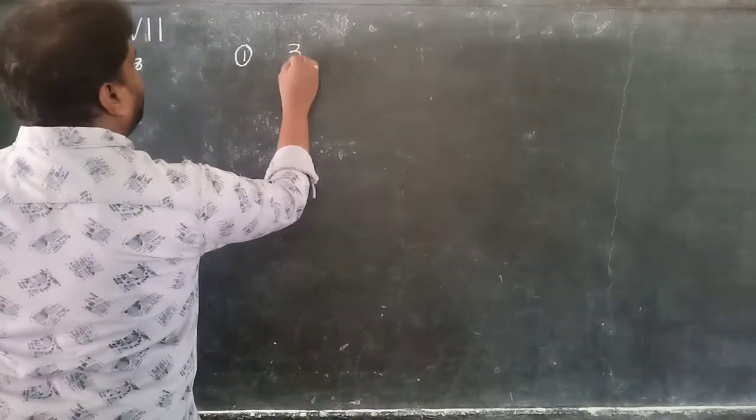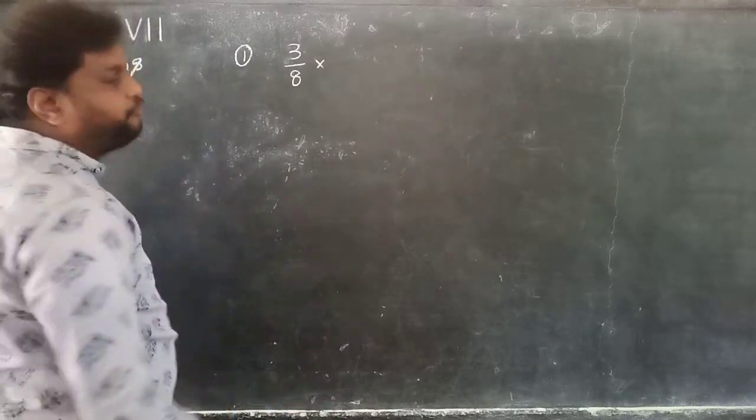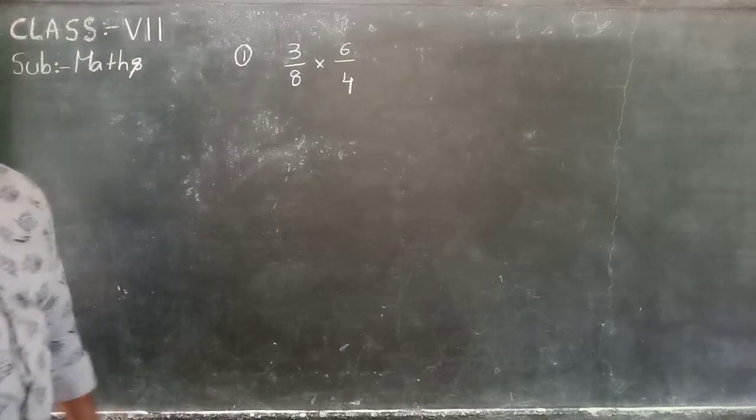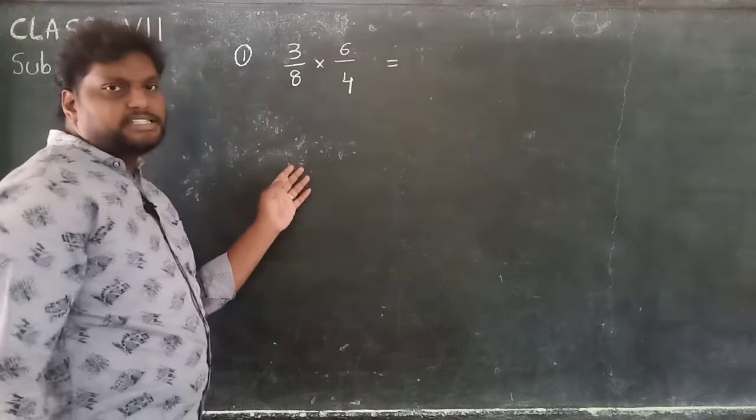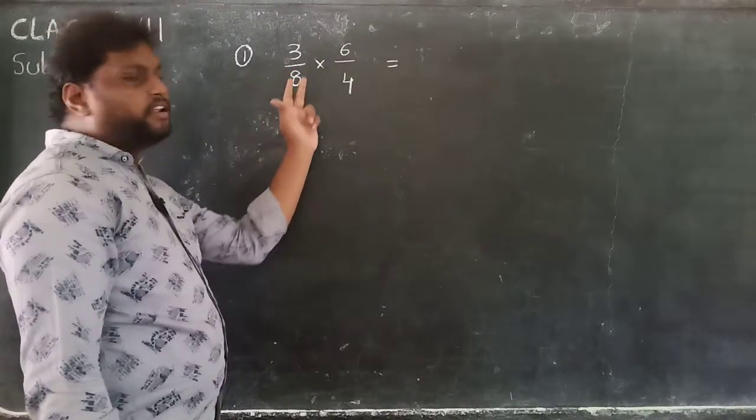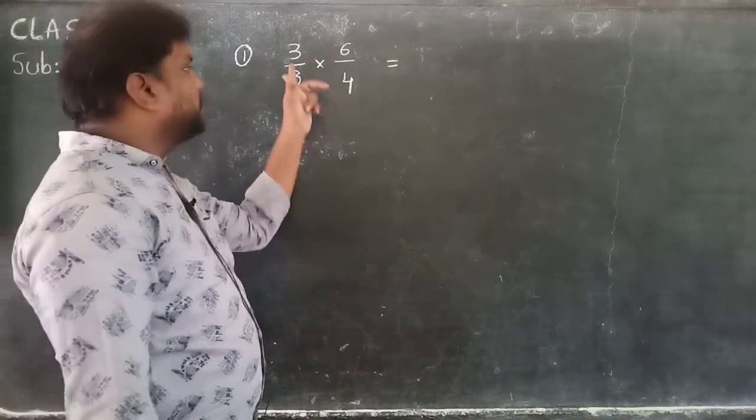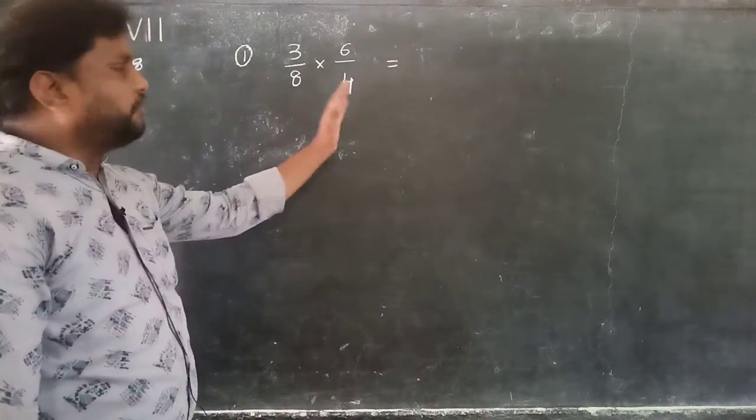What is 3 by 8 into 6 by 4. 3 by 8 into 6 by 4. See here we have two fractions, each with numerator and denominator. It is very easy to multiply. Why? Because the rule is multiply the product of numerators by product of denominators.